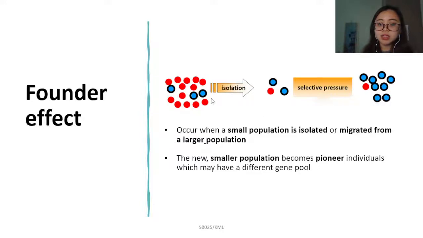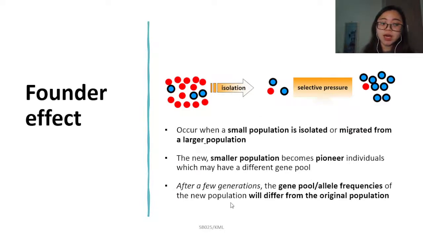So, biasanya ini adalah daripada populasi yang besar, sekumpulan kecil daripada mereka akan berpindah kepada tempat baru. So, bila dia sampai di tempat baru, dia menjadi pioneer, pengasas untuk kawasan tersebut. And they will have a different gene pool compared to the original population. After a few generations, the gene pool or the allele frequencies of the new population will differ from the original population. So, populasi baru di kawasan baru ini berbeza dengan populasi asal di kawasan asal.